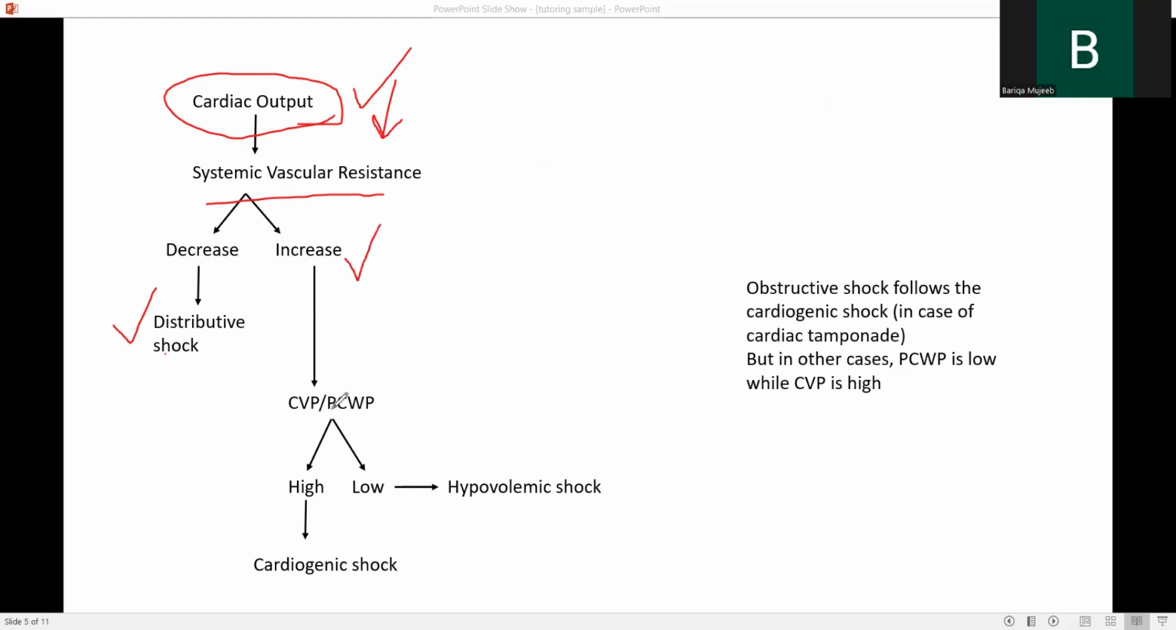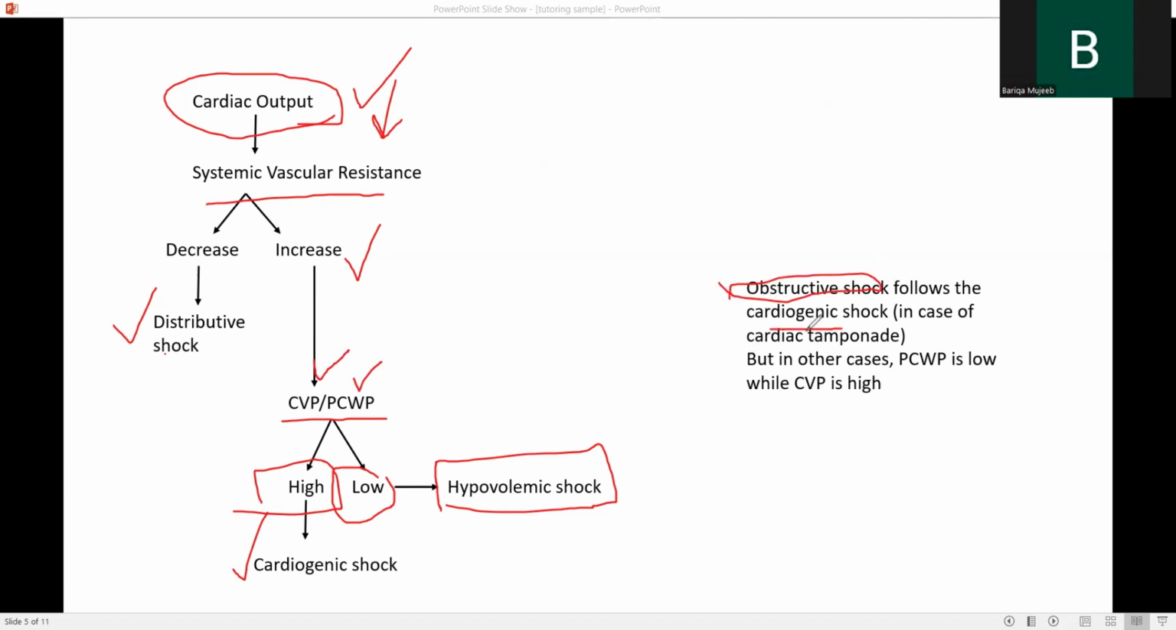If it is increased, then look at the central venous pressure and pulmonary capillary wedge pressure. If both pressures are low, it means there is massive blood loss, so the cause will be hypovolemic shock. Or if both are high, it means the patient is in cardiogenic shock. The heart is not able to pump the blood forward, so there is venous pooling, and there is pooling of the blood in the pulmonary vasculature. What happens in obstructive shock? It can follow the same pattern as cardiogenic shock, as in cardiac tamponade, but in all other cases, pulmonary capillary wedge pressure will be low and central venous pressure will be high.